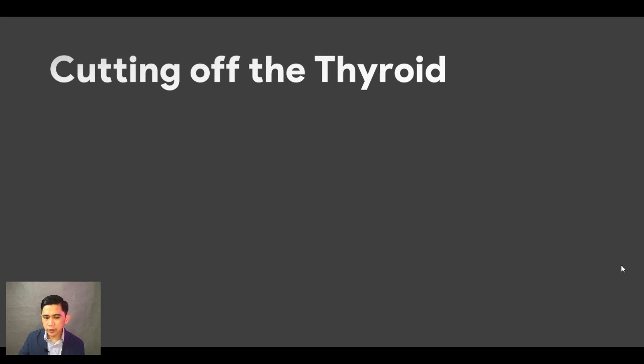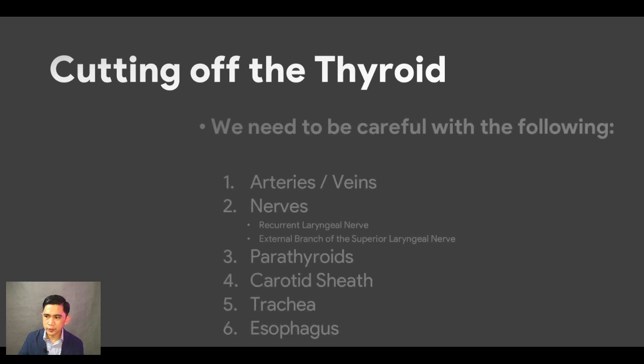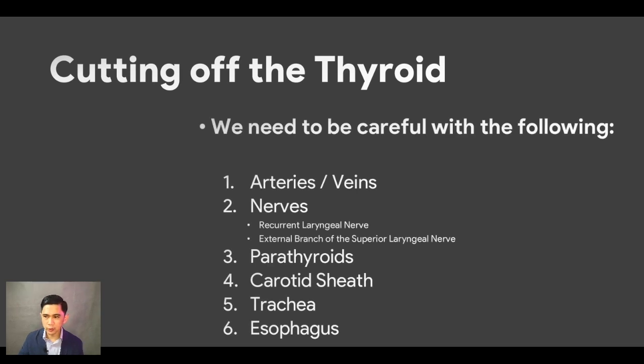Once we reach the thyroid, we have to do thyroidectomy, or cutting off the thyroid. We need to be careful with the following. First, of course, the arteries and the veins, we have to cut them safely. We also need to be careful of the nerves that surround the thyroid gland. The most important nerves that are found near the thyroid gland are the recurrent laryngeal nerves, RLN, and the external branch of the superior laryngeal nerve, or EBSLN.